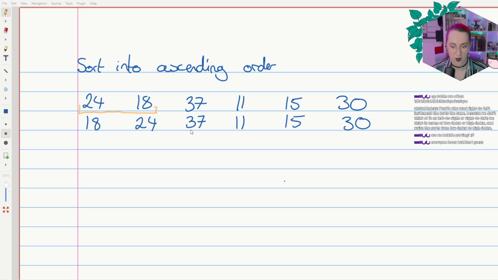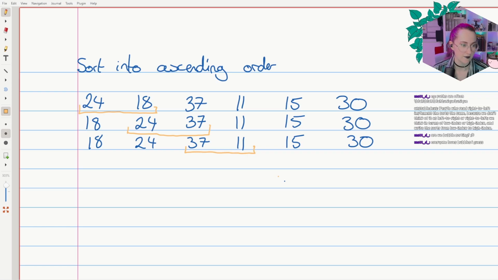Looking at the next pair of numbers along, so index 2 and 3, I have 24 and 37. Are they in order? Yes. 24 is smaller than 37. 37 is bigger than 24. They're in the right order. So I leave them alone. 24, 37, 11, 15, and 30. Don't do anything there. Then I look at the next pair of numbers.